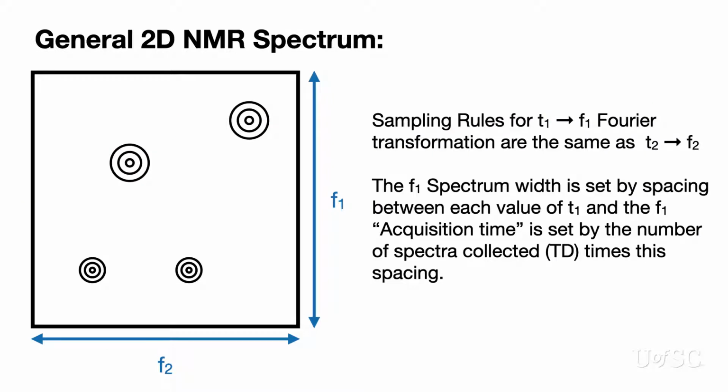For all 2D experiments, the parameters of the t1 time domain define the resulting F1 frequency domain, just as the FID time domain parameters define a one-dimensional spectrum. The spacing between the discrete time increments of t1 will set the spectrum width. The length of the longest t1 delay will set the digital resolution. Since the increment of each t1 value is usually constant, the number of collected spectra will define the F1 resolution. In Topspin this is set by the TD parameter.